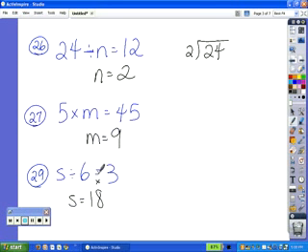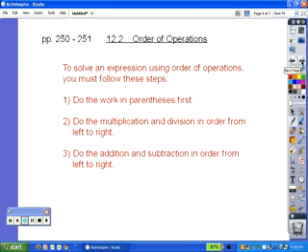All the ones that I'm going to give you on these are going to be mental math type of problems, so as long as you know your basic facts, you'll do fine on that. Lesson 2 is on order of operations.